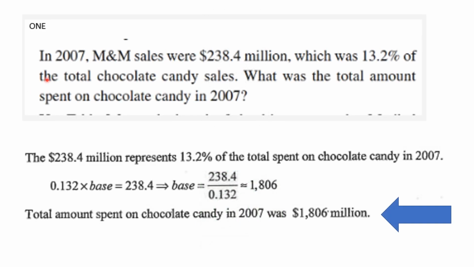Number one. In 2007, M&M sales were $238.4 million, which was 13.2% of the total chocolate candy sales. What was the total amount spent on chocolate candy in 2007? Well, the $238.4 million represents 13.2% of the total spent. So to find the base, we're going to take 238.4 and divide it by 0.132. And we get that the total amount spent on chocolate candy in 2007 was $1,806 million.